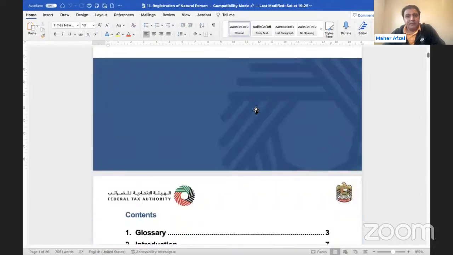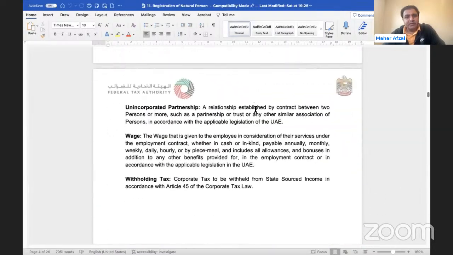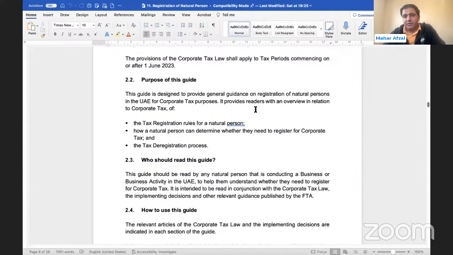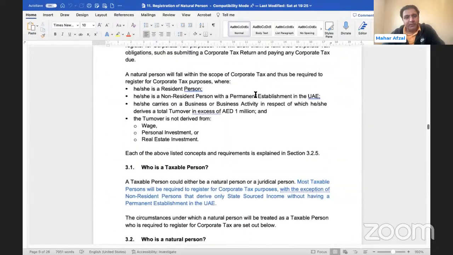Okay, registration. This is the guide, as I mentioned. These are the definitions. We'll keep discussing all those guides in the future as well. I'll try my best to discuss whatever guides have already been issued by the FTA, and I'll try to save some time. So we'll discuss the previous guides as well. It will be quite helpful for all of you. I have highlighted the key areas that we can discuss.